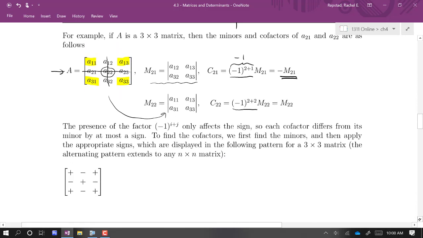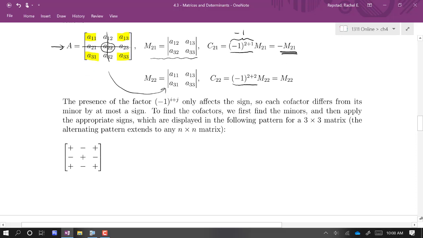That follows a certain pattern. In fact, here's the pattern of signs for whether the cofactor is the same sign as the minor or a different sign. And that all has to do with whether the subscript sum i plus j is even or odd. But I just remember this pattern of signs. In fact, I almost never actually write out the formula like this where I have negative 1 to the 2 plus 2. I just jot down this pattern of signs and pay attention to what that tells me it should be.